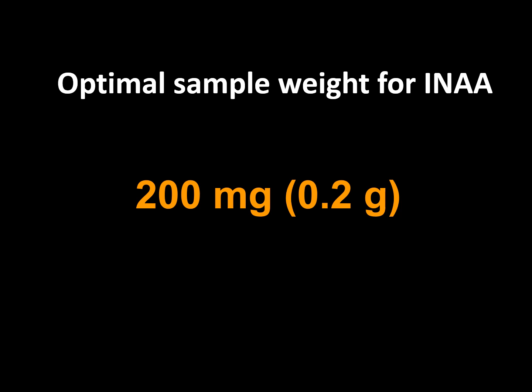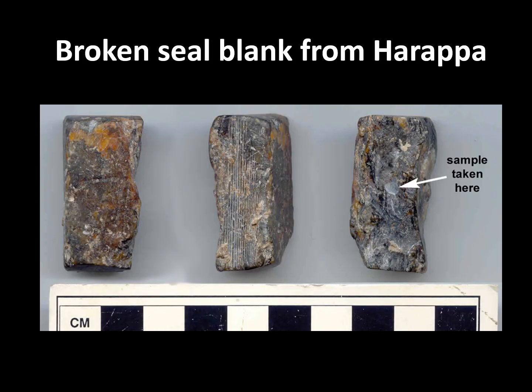Another reason is that the optimal sample weight for instrumental neutron activation analysis is 200 milligrams, which is actually quite a lot of material. There were instances where I was able to carefully drill that amount of material from a seal, or in this case, a broken seal blank from Harappa, and thereby analyze a seal directly.